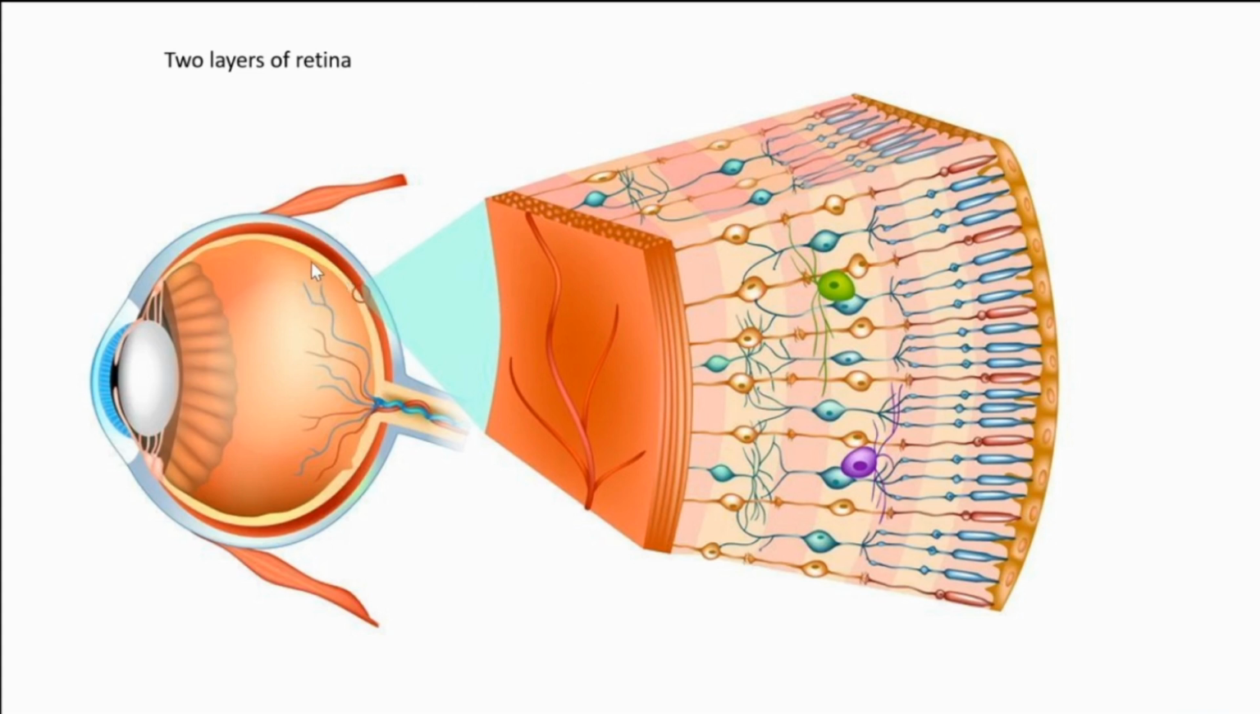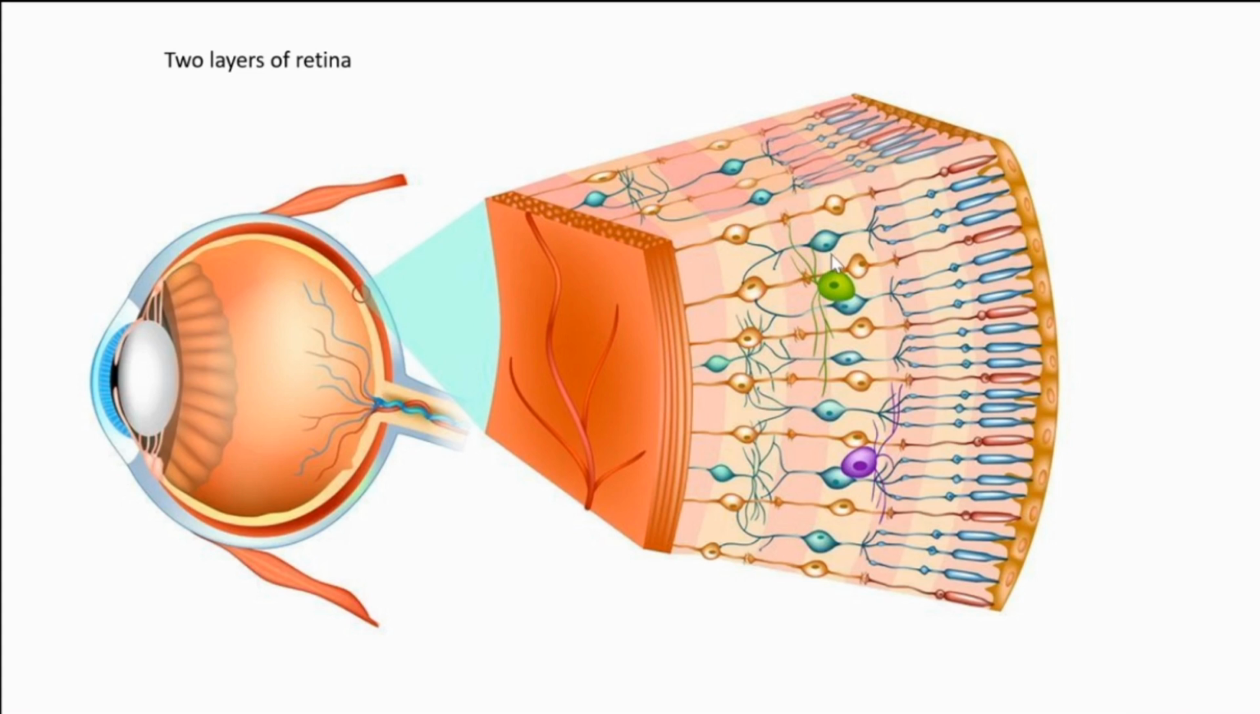This is the retina. This red portion is the retina, and its enlarged view is given here. An outermost layer is there and an innermost layer is there. The outermost layer is the pigment layer, and the innermost layer is the nervous layer. And this nervous layer contains almost all the rods and cones. Rods are the cells responsible for vision in dim light. Cones are the cells responsible for vision in bright light. Right?